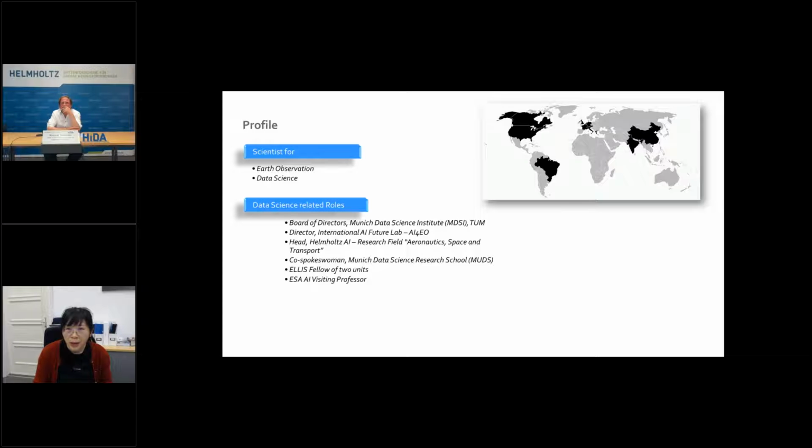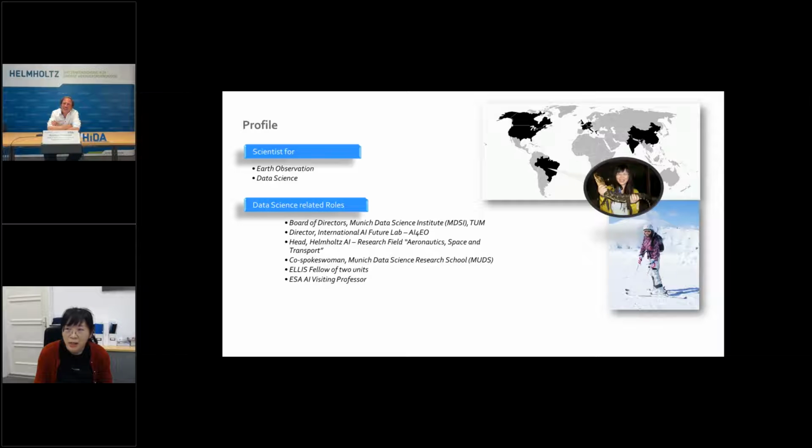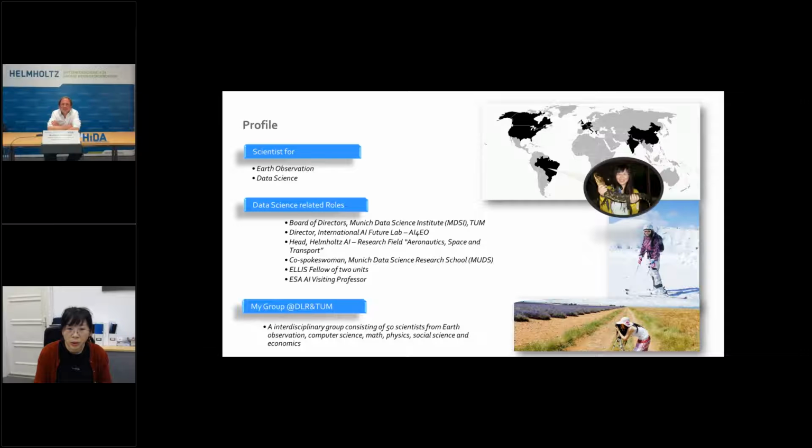As a data scientist, we have the pleasure that we can travel a lot. In this picture, when I was in Brazil, I was holding a crocodile in my hands. That was a very extraordinary experience. In my spare time, I like to ski and photograph. My group at the moment consists of an interdisciplinary team of about 50 scientists from different disciplines: one third Earth observation, one third computer science, and one third from all other possible domains.